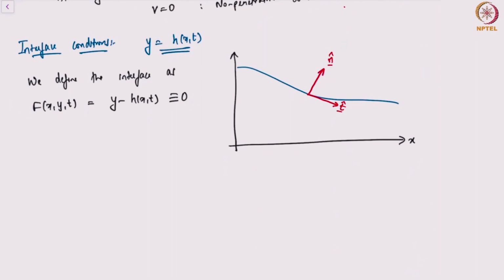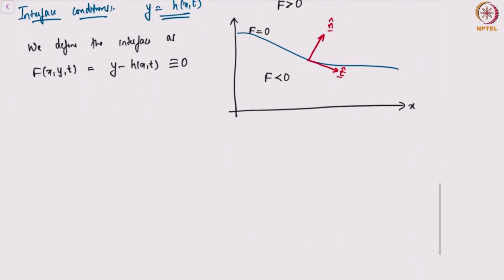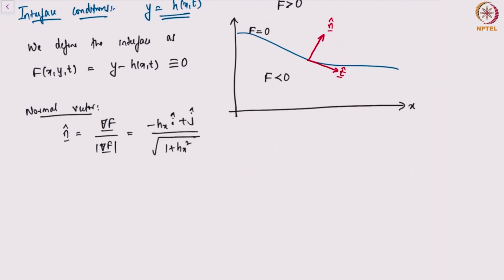So what do I mean by that? If you're on the interface, f is 0. If you're below this interface, f is less than 0. Above the interface, f is greater than 0. Right? So we've already seen how to use this condition. So the normal vector n hat would be the gradient of this f divided by the magnitude of the gradient, and that will be minus hx i plus j over square root of 1 plus hx square. We've already seen this earlier, so I'll not repeat it.